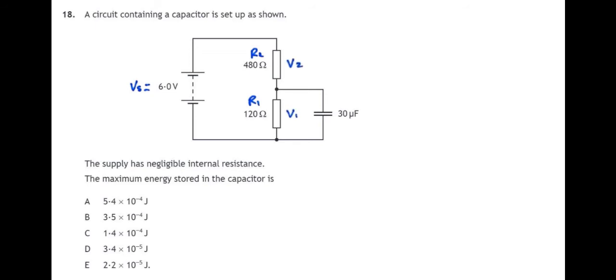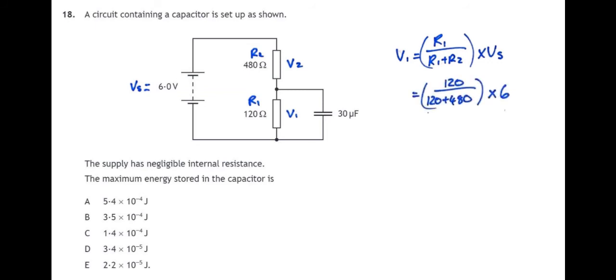V1 and V2 together would have to add up to 6 volts. The R1 is the resistor that's going to control the capacitor. So the maximum voltage that the capacitor can have across it is the voltage that R1 can have across it. Therefore, we need to find out, first of all, what is the voltage across R1 in this potential divider. So, use this formula. V1 equals R1 over R1 plus R2 times Vs. We put our numbers into the formula and get a value of 1.2 volts. So the voltage across the capacitor when it's fully charged is going to be 1.2 volts.